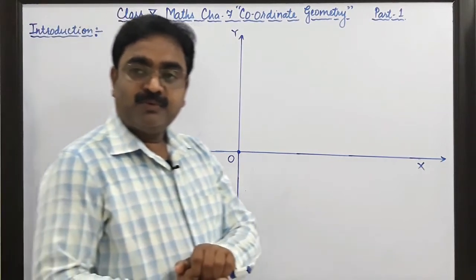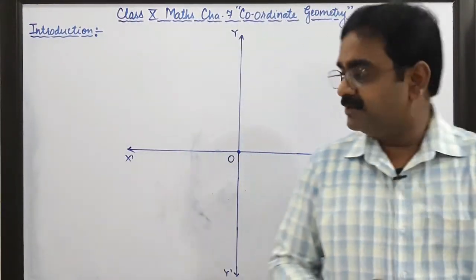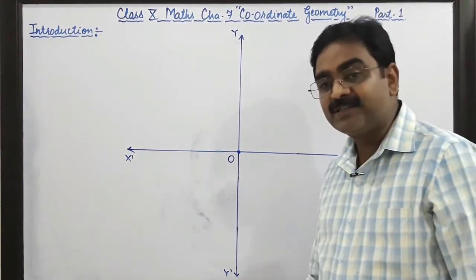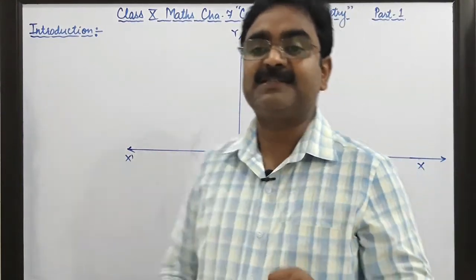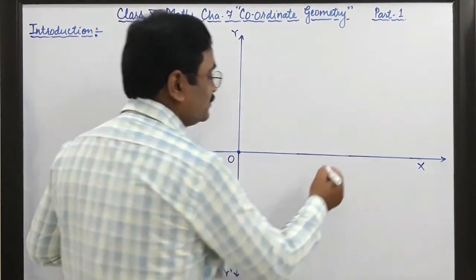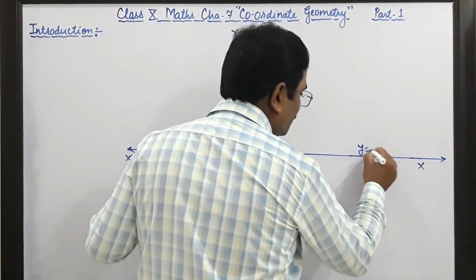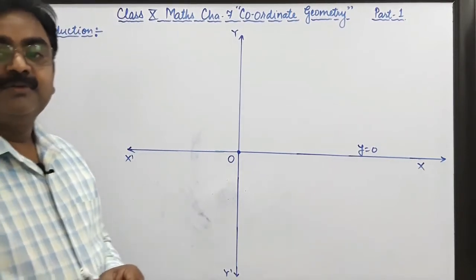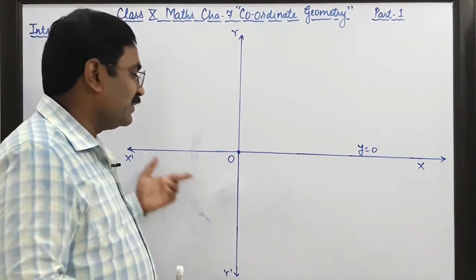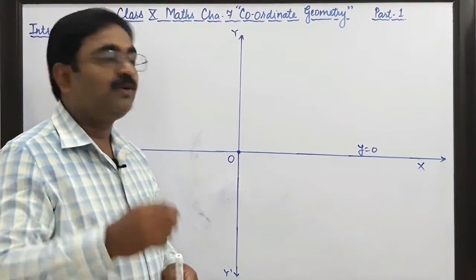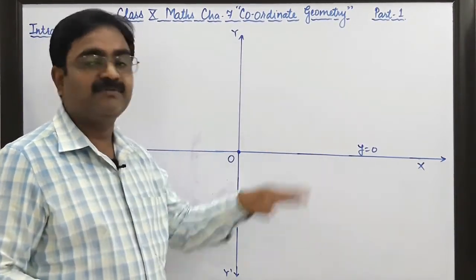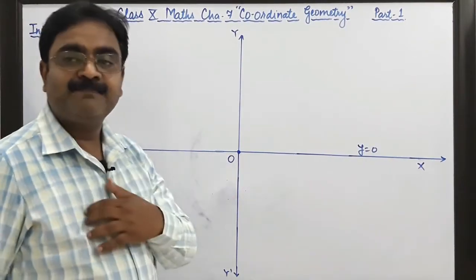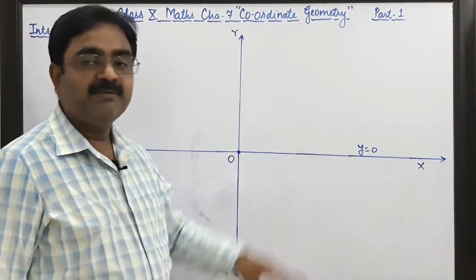So dear, as you have discussed the equation of the x-axis, this is the x-axis. What is the equation of the x-axis? The equation of the x-axis is always y equals 0. Why y equals 0? Because when you locate any of the points on the x-axis, the ordinate value of this axis will always be 0. That's why the equation of the x-axis is written as y equals 0.